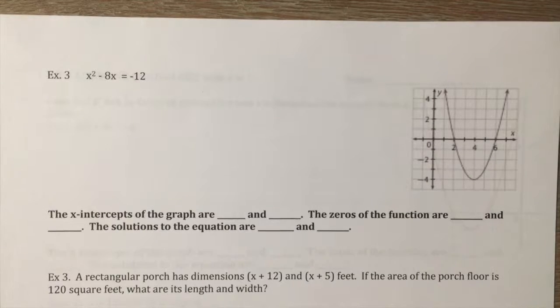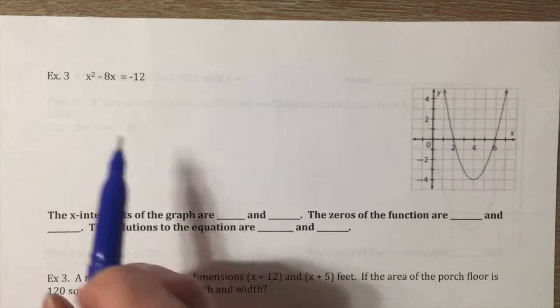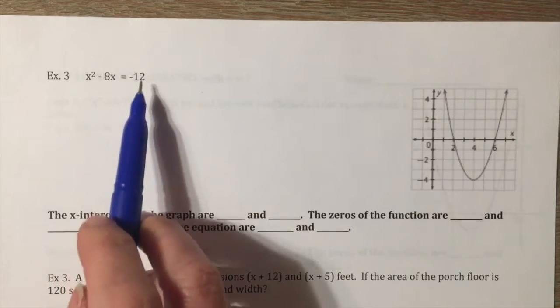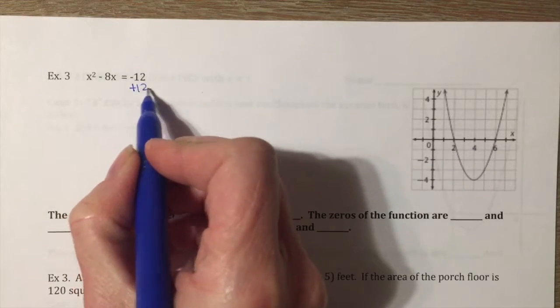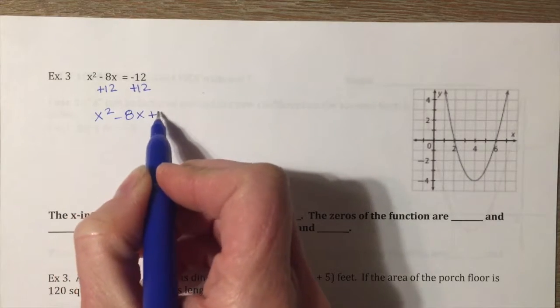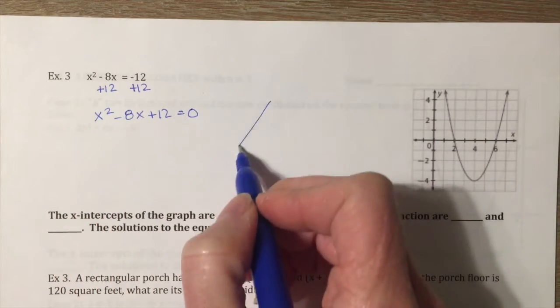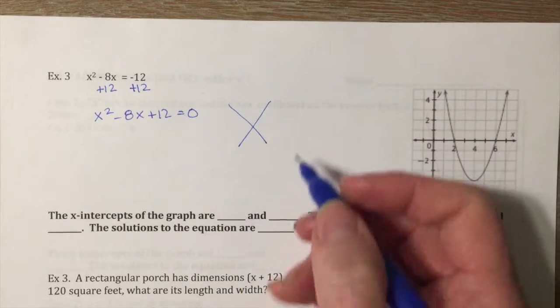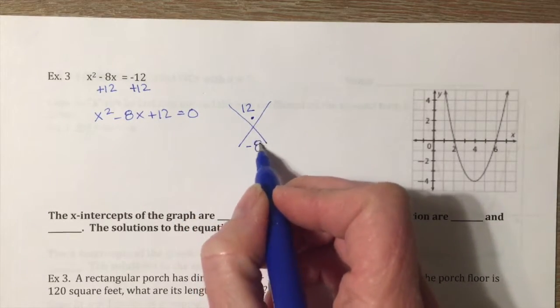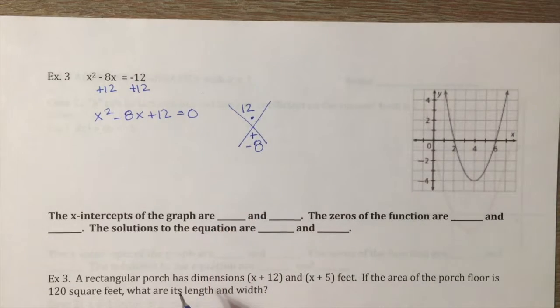We have another problem on the next page that is similar to the last one we just did. So notice our step 1 is not done. I do not have this equal to 0. I'm going to add 12 to both sides, and when I do so, I get x squared minus 8x plus 12 is equal to 0. This now allows me to factor completely, my step 2. My a times c is 12, and my b is negative 8. So now I'm looking for two numbers that multiply to 12 while adding to negative 8.